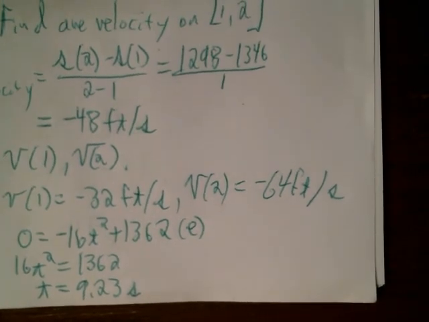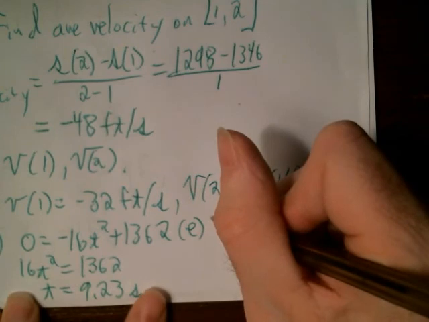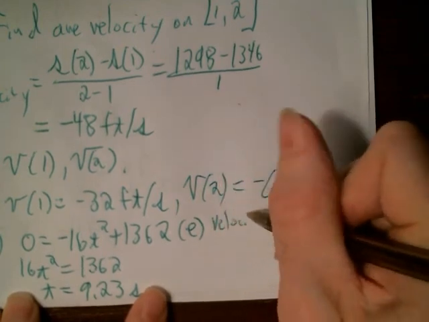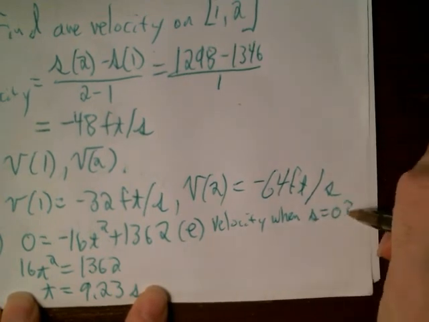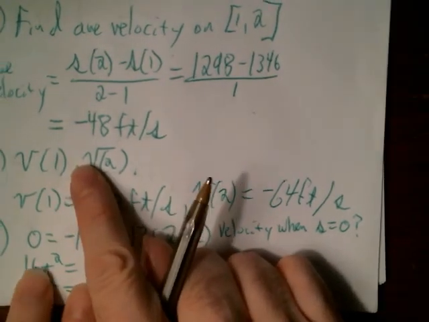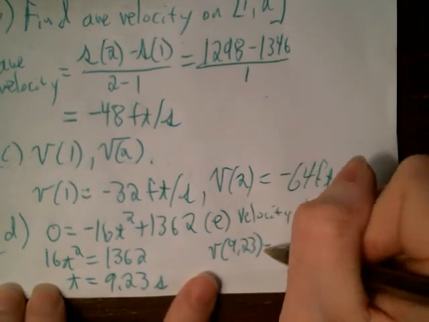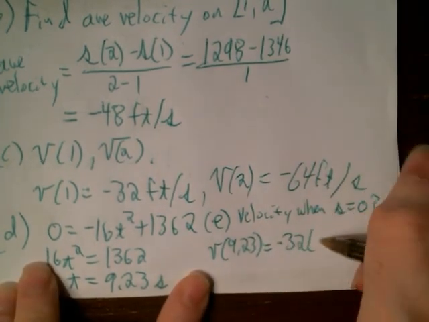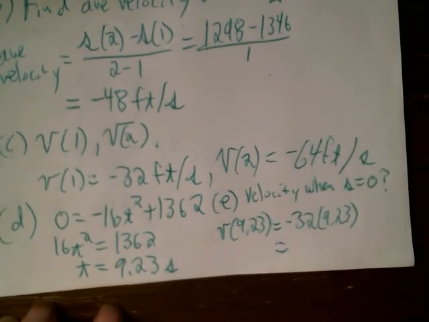And then part E wants to know the speed of the silver dollar when it actually hits the ground, which you may be interested in if you're trying to figure out if it could hurt somebody. The velocity at that time. So you just put the t value into the velocity function. So v of 9.23 equals negative 32 times 9.23. And that'll equal negative 295.24 feet per second.